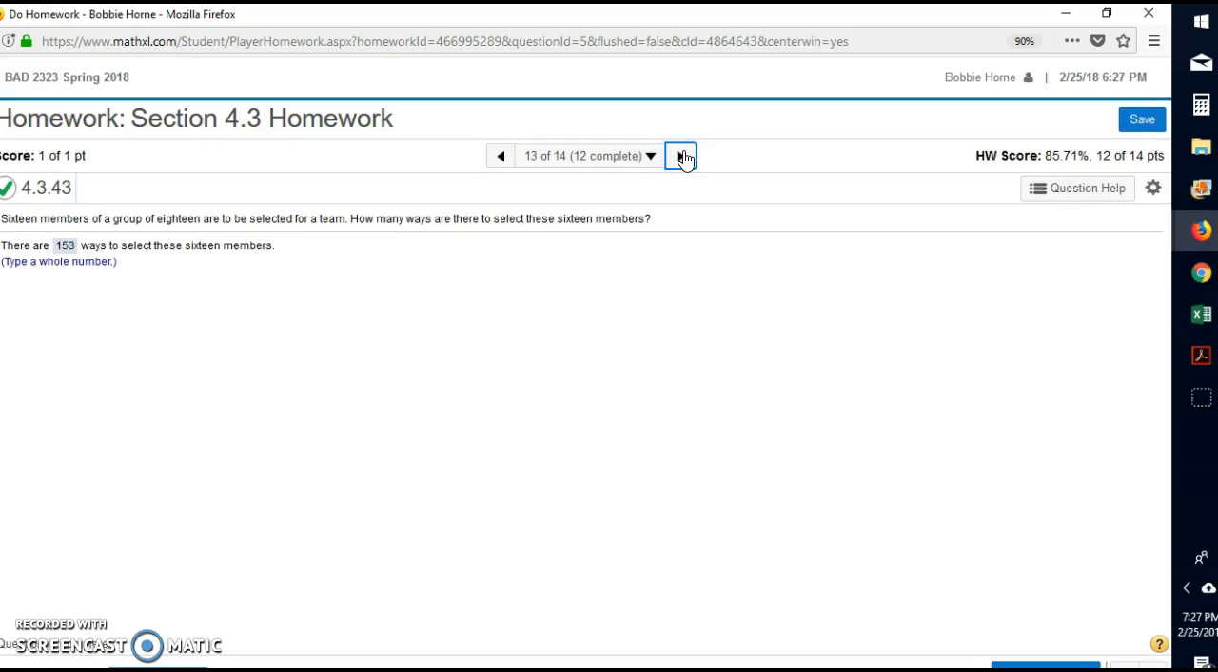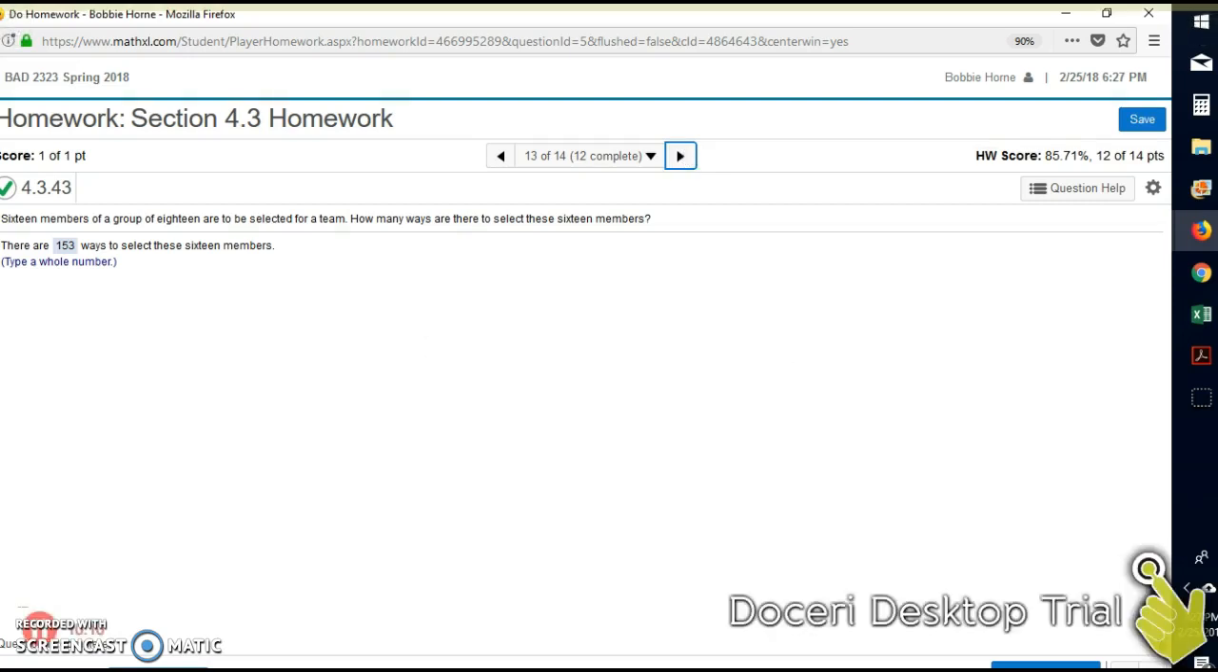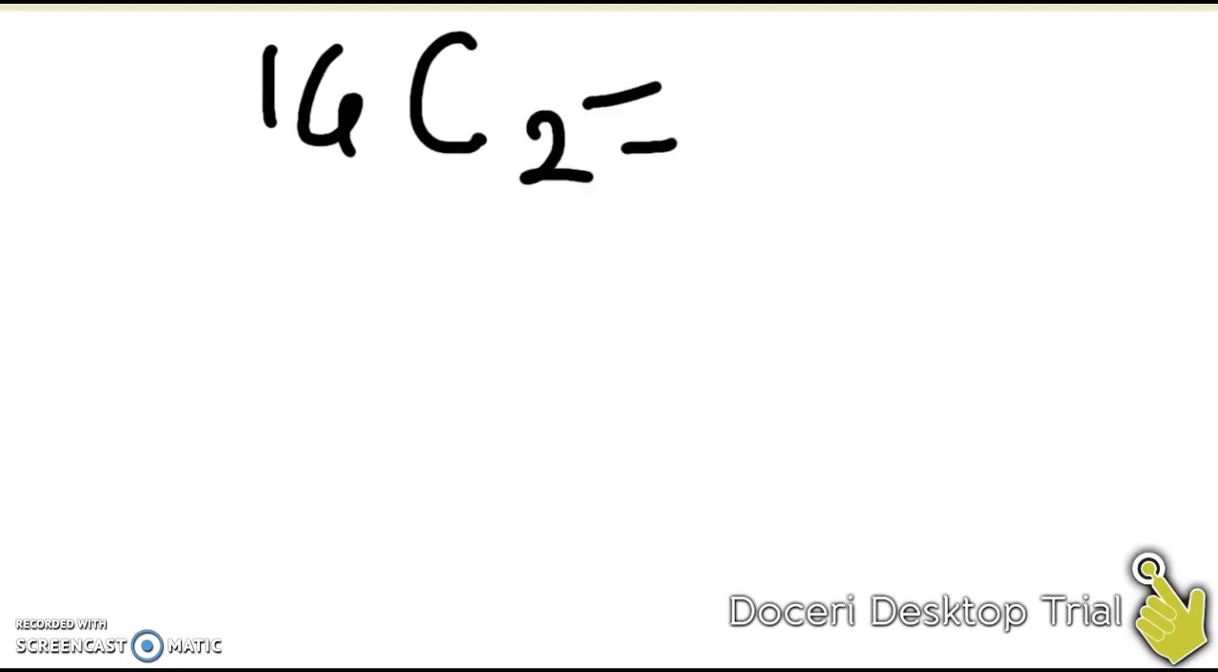Okay, 16 members of a group of 18 are to be selected for a team. How many ways are there to select these 16 members? So this is basically a case where the order does not matter. So I can do 16 combination of 2. So I end up with 16.